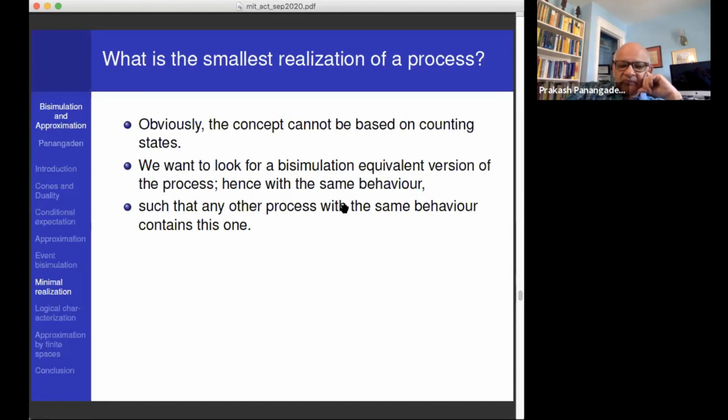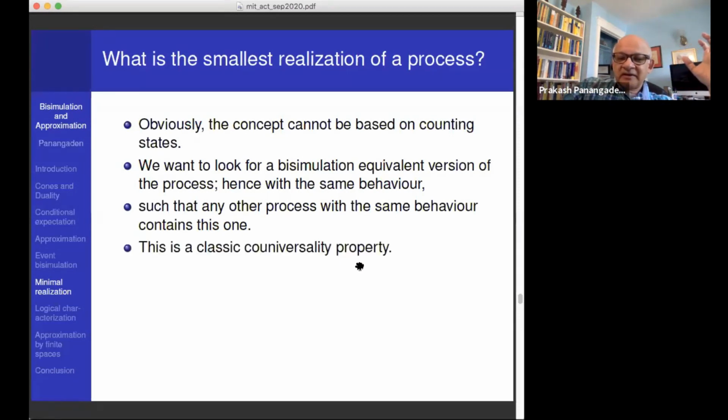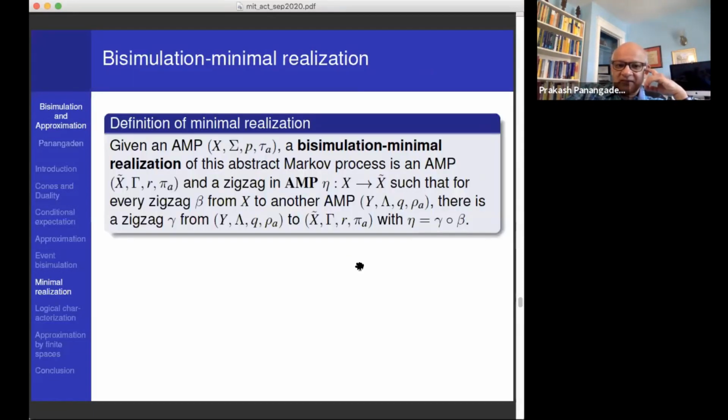what does it mean to be the smallest realization? So if I have any other process with the same behavior, it should somehow contain this smallest one embedded in it in some way, but actually it's not going to be embedded in it. It's going to be a kind of co-universal property, so it's going to be quotiented into this one. Okay, so I'm going to give a technical definition of bisimulation minimal.